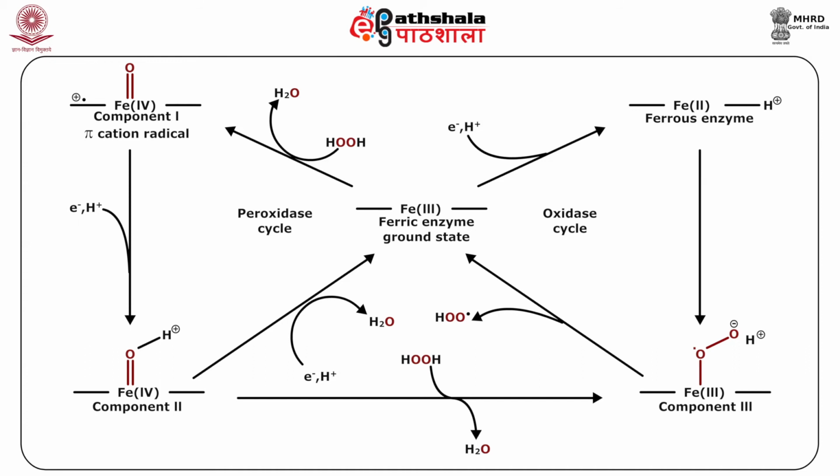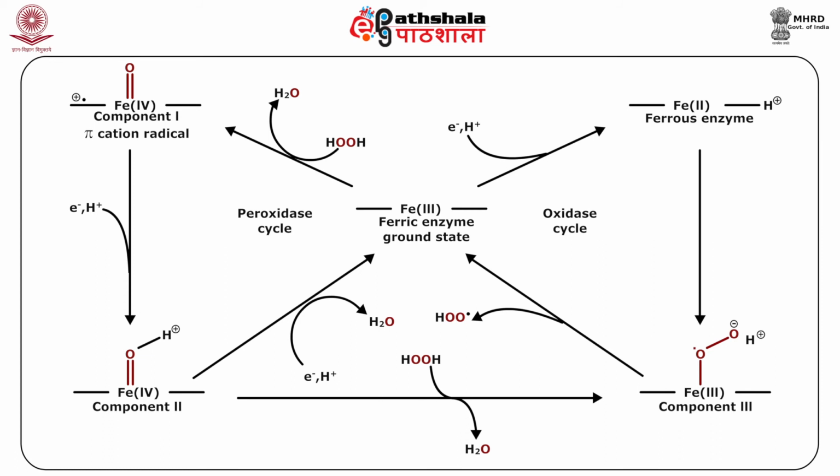In the next step, iron 4 compound 1, which is a pi cation radical, accepts 1 electron and 1 H plus to form compound 2. In the next step again, compound 2 accepts 1 electron and 1 H plus to form a water molecule, while the iron 3 enzyme is regenerated back.